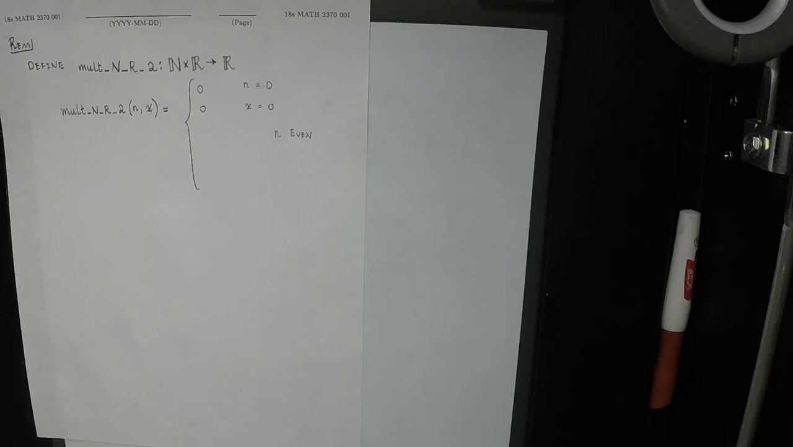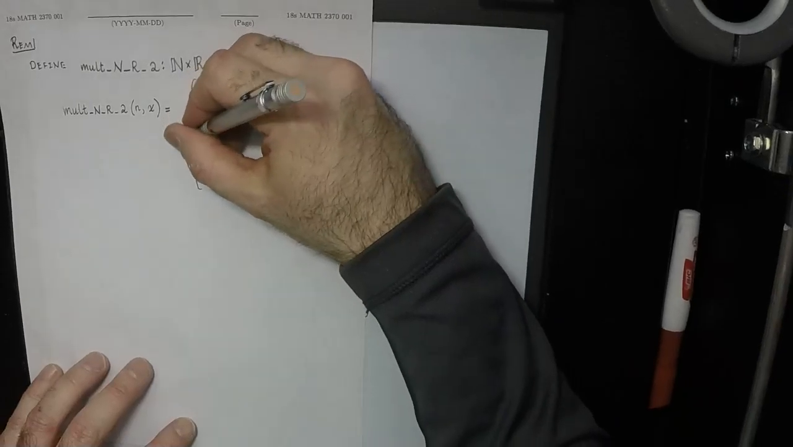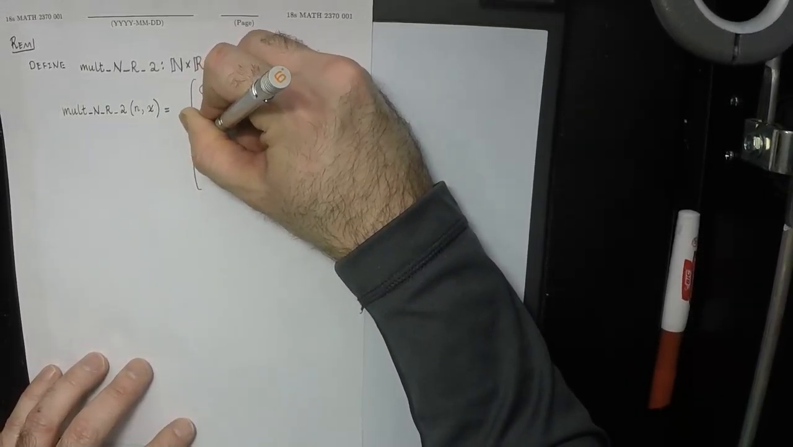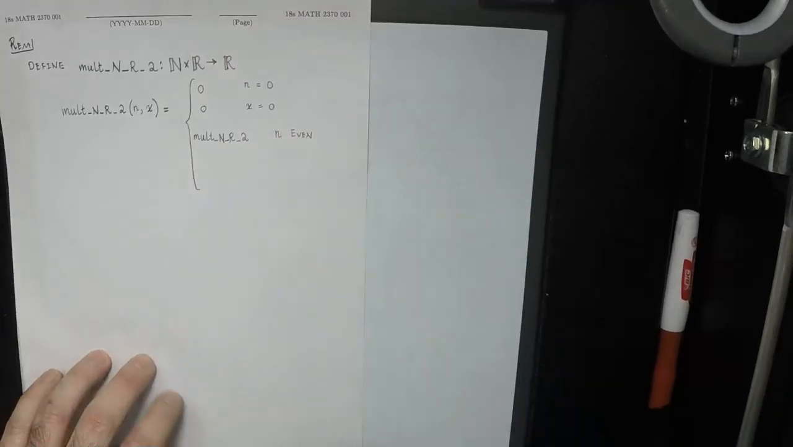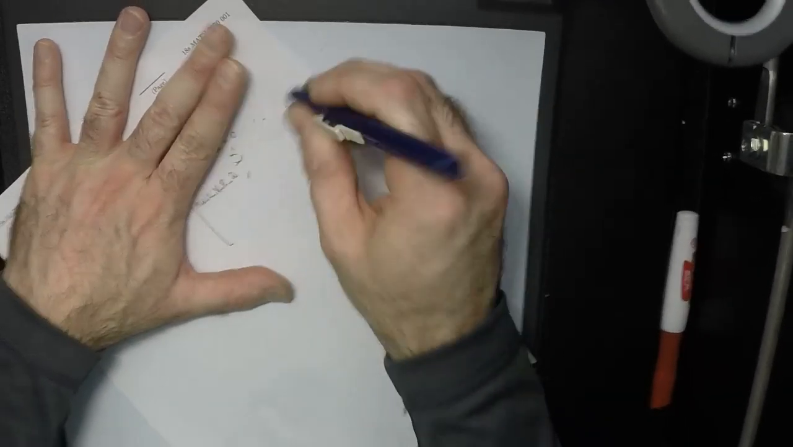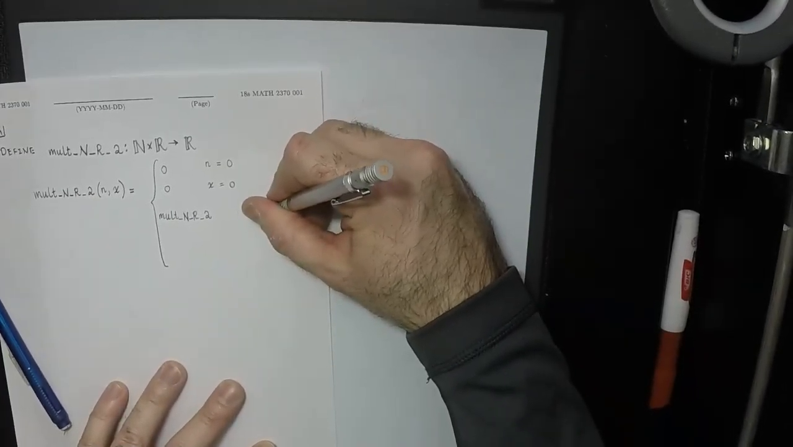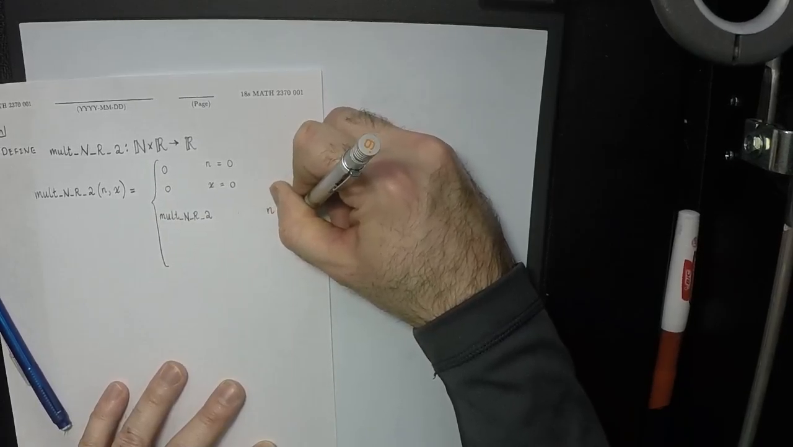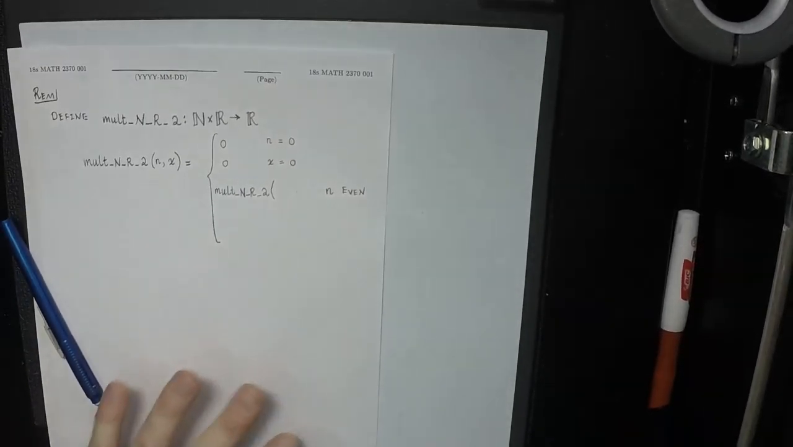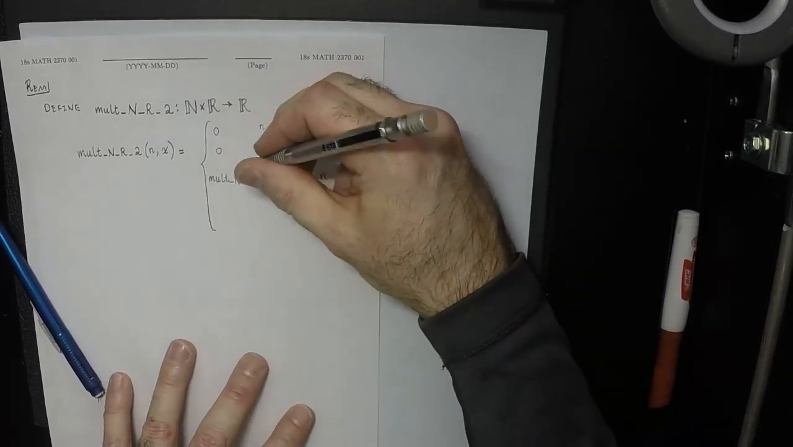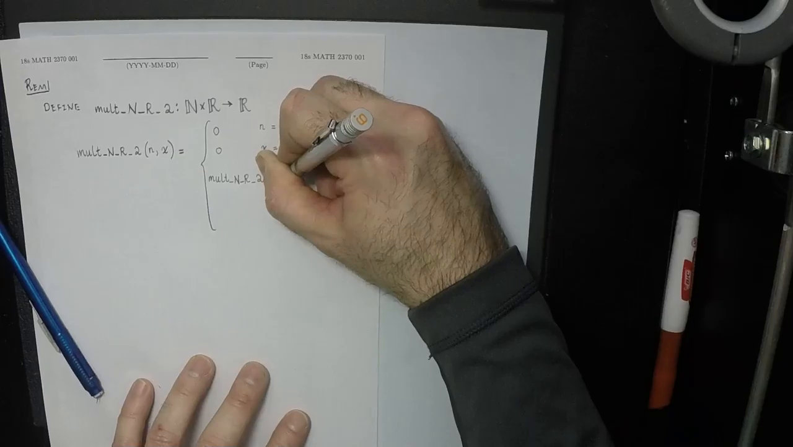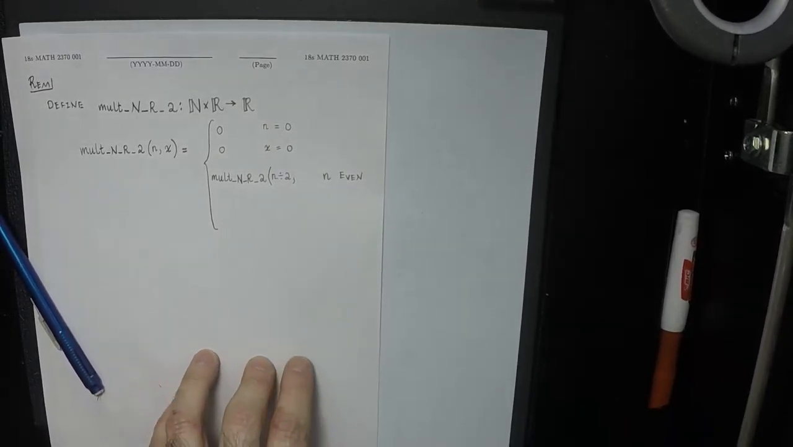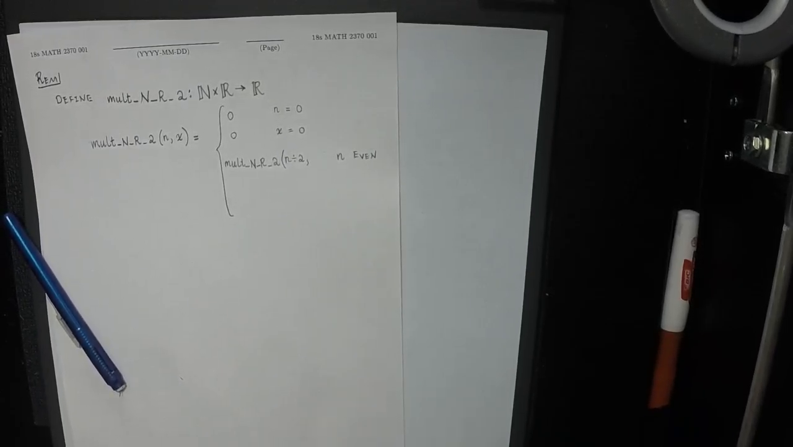We're going to do both, actually. So what we're going to do is say, well, that's got to be the same thing as mult underscore n underscore r underscore 2. I need to push that n is even over a little bit. Run out of room. And we're going to take the n, and we're going to divide it by 2. So n divide by 2. And it's fine to divide by 2 because we already detected that n is even. And we've already said that division by 2 of naturals is a permissible thing.